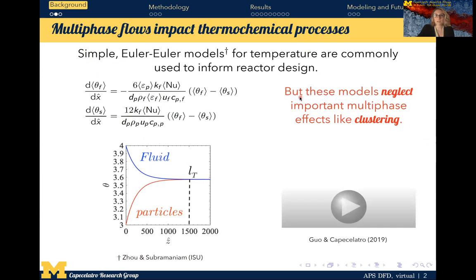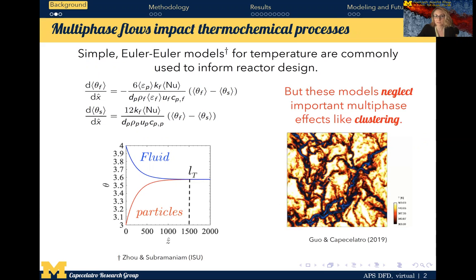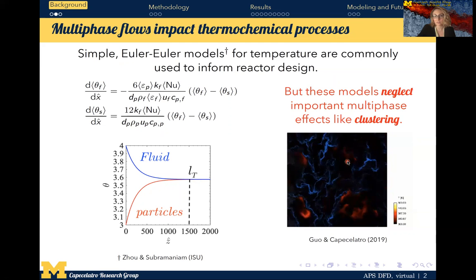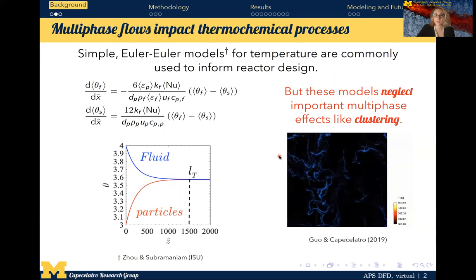But these models neglect important multi-phase effects like clustering because they assume a uniform distribution of particles and perfect mixing. When this is not the case, as shown here, where clusters start off cooler than the gas phase initially in white, you can see that in regions devoid of particles, the cooling of the gas phase occurs much more slowly than in regions that are very close to dense clusters.